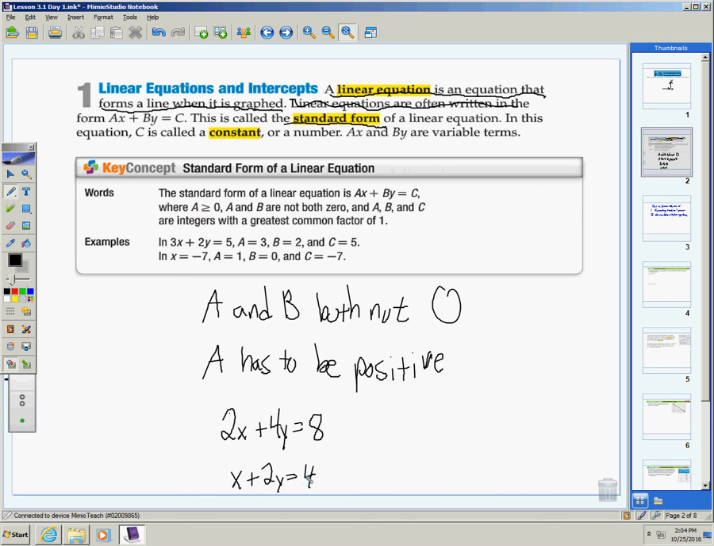Okay, but the bigger thing is that they all have to be integers, which means no fractions or decimals, which I'm sure all of you are rejoicing about. Okay, but you will have to make sure you don't have your final answer with any fractions in it.